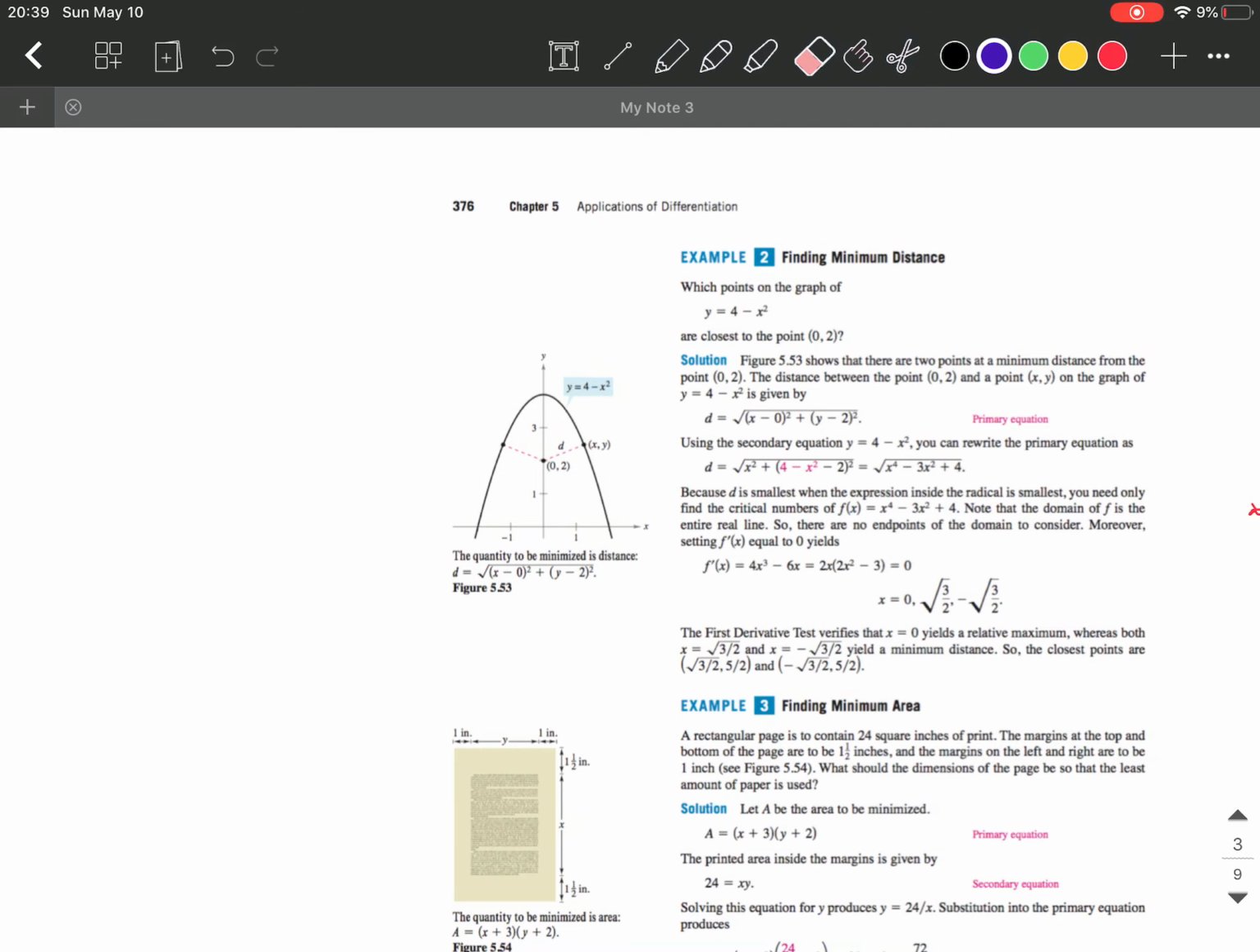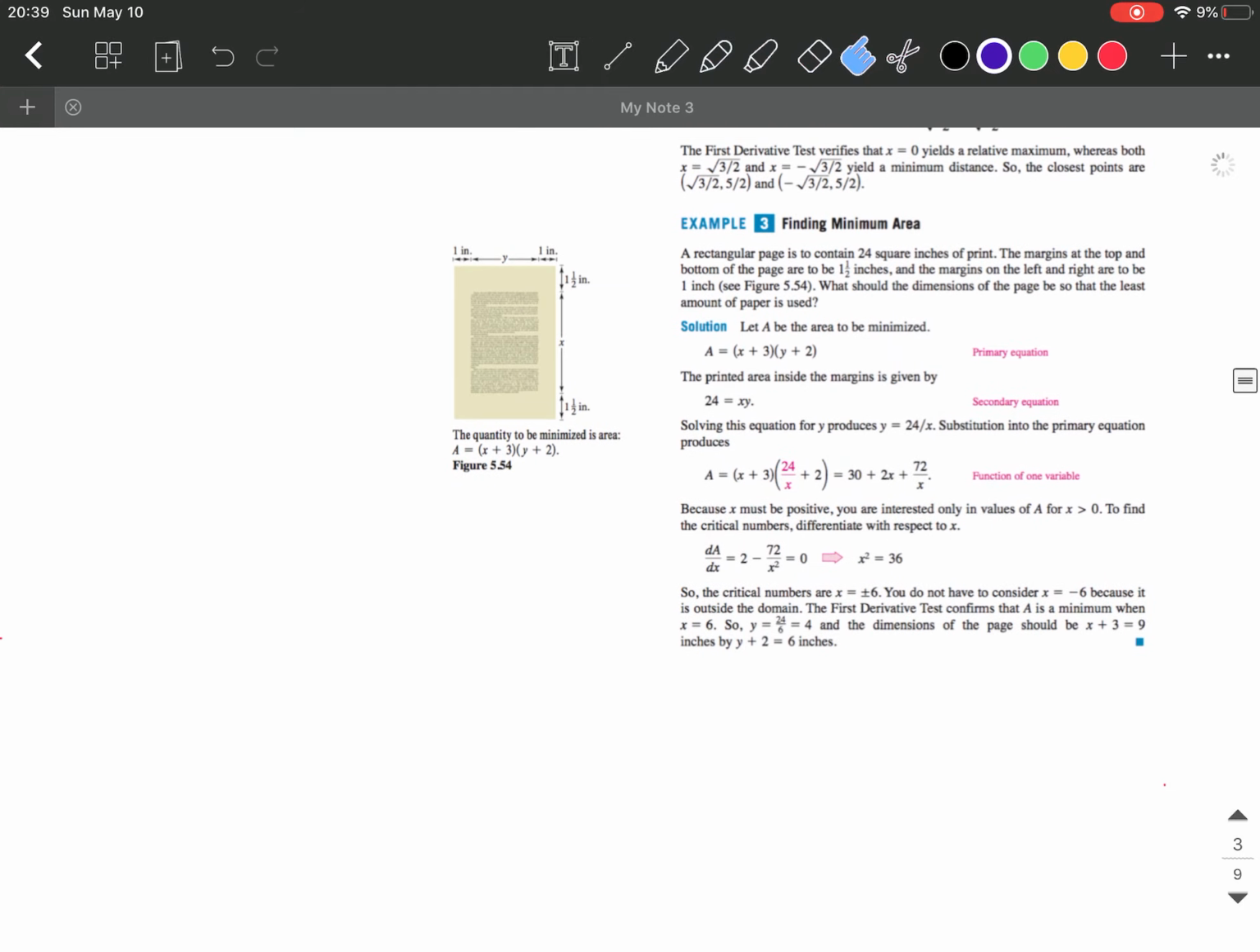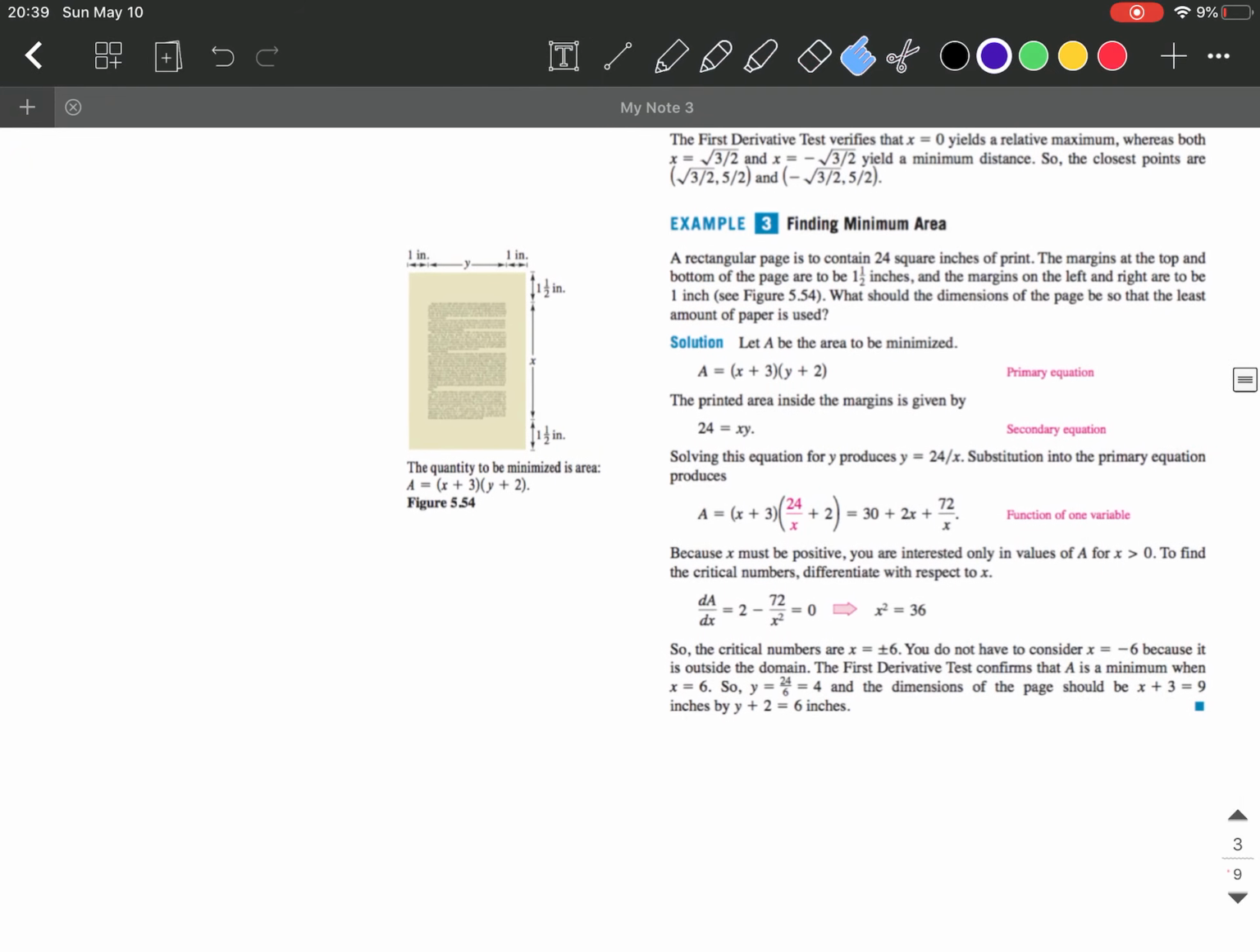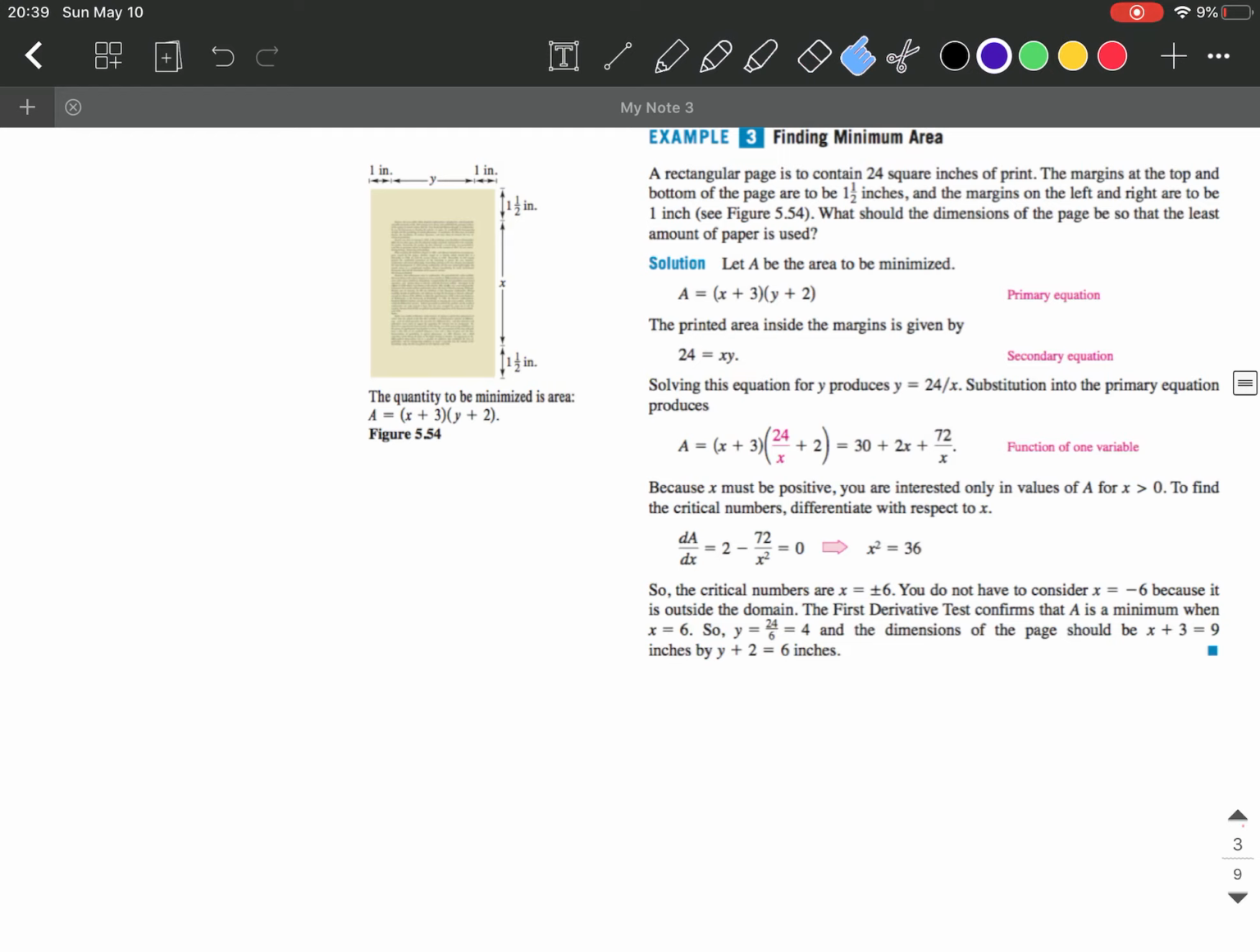Okay. I like the geometry examples a lot, so let's see how this looks. A rectangular page is to contain 24 square inches of print. The margins at the top and the bottom of the page are to be 1.5 inch, and the margins on the left and the right are to be 1 inch. This is a very common problem. What should be the dimensions of the page so that the least amount of paper is used?